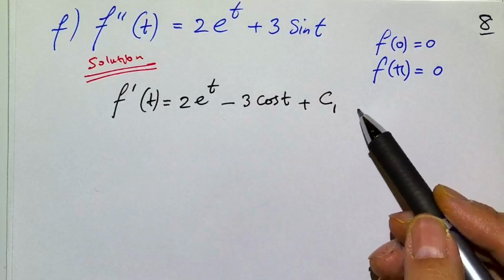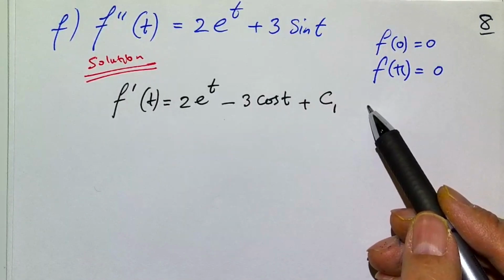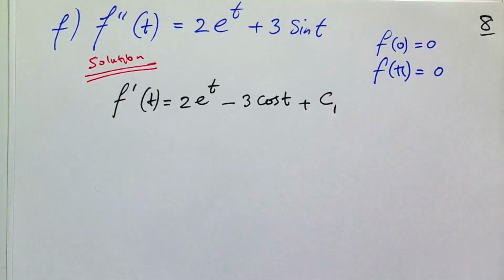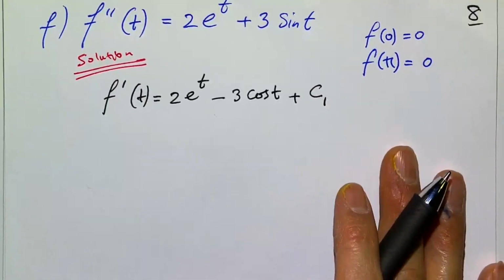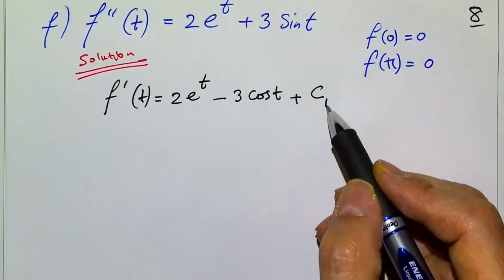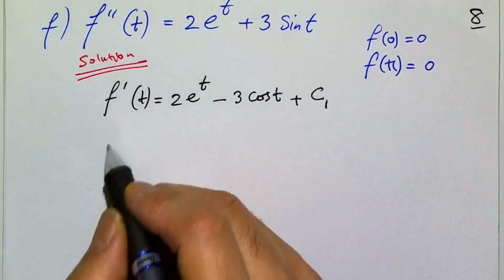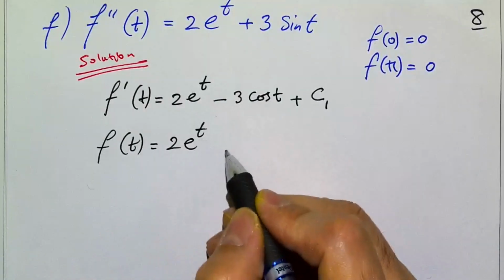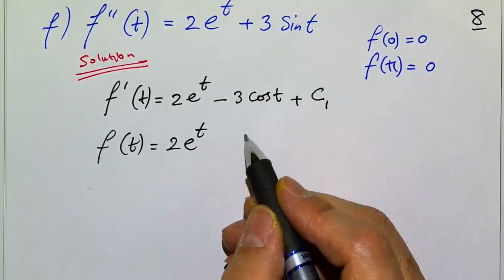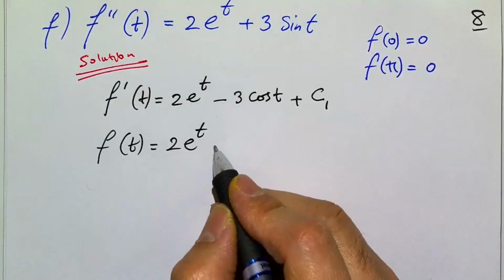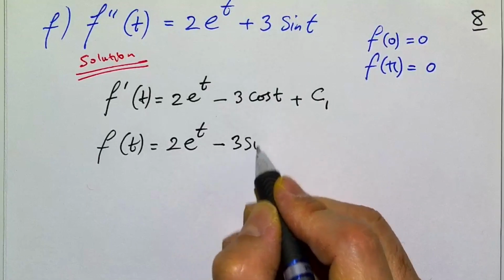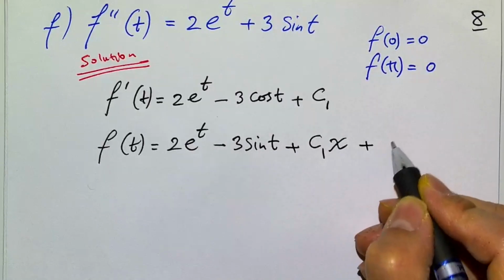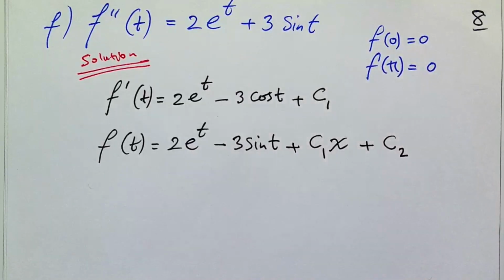We'll have another variable here, or we can just call it c or d, or c1, c2. It makes no difference as long as we account for it. Since I call this c1, I'm going to call the next one c2. So f of t would be, again, 2e to the t, and the antiderivative of this would be minus 3 sine of t plus c1 t plus c2, right?